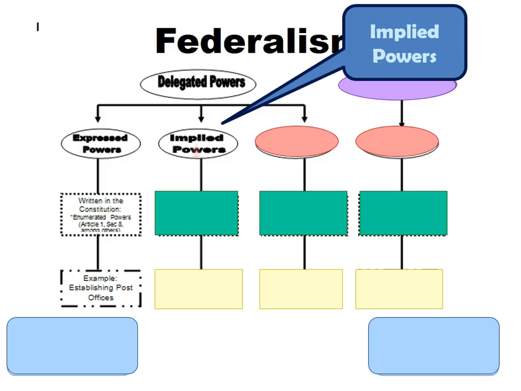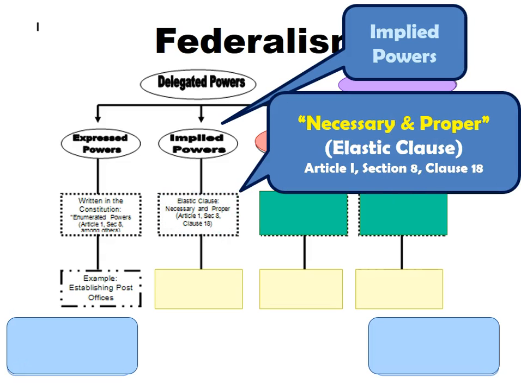Next, we have implied powers. Implied powers aren't actually written in the Constitution, but as the word implies, they're implied. They are things that you would need to do in order to carry out the express powers. They are sometimes known as necessary and proper, or elastic powers. They're called elastic powers because they come from the elastic clause. Elastic, as you may know, is stretchy.